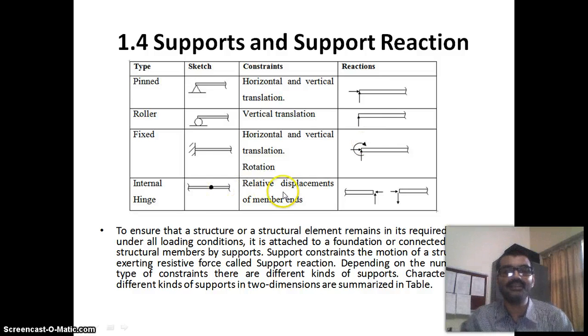And the internal hinge. The internal hinge allows a relative displacement of the member. So it has two kinds of reaction: one is the horizontal reaction, and another is the vertical reaction.